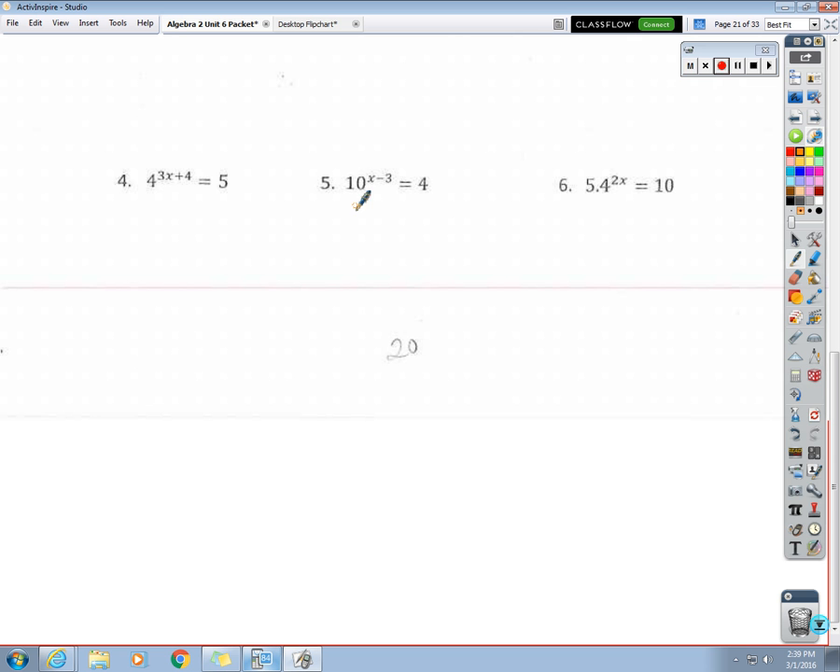Okay, number 5. This is your b. Your 10 is b. X minus 3 is all in the x place. And then 4 is in the y place. So when I rewrite it, it'll be log base 10 of 4. You don't have to write it if it's log base 10, but just to keep people from getting confused, I'm going to.